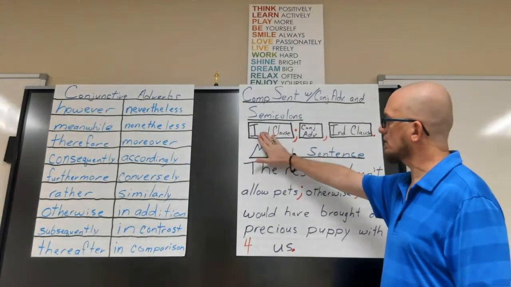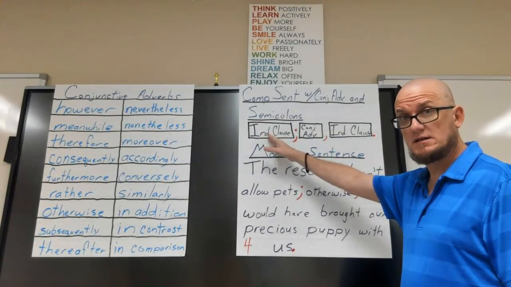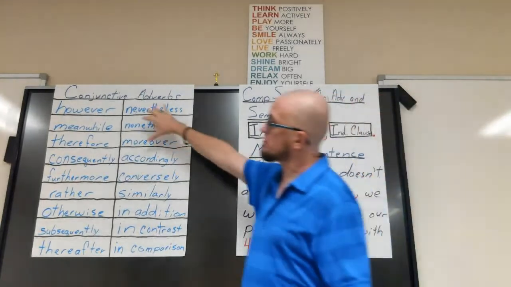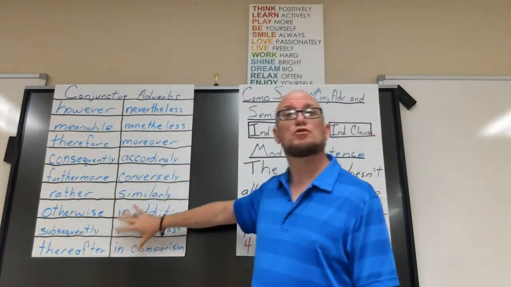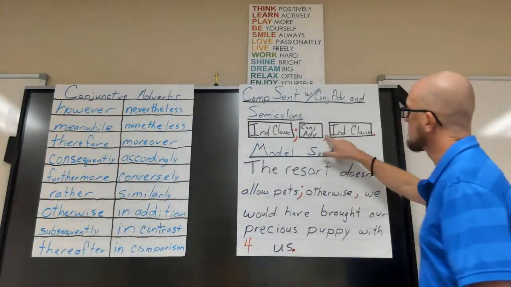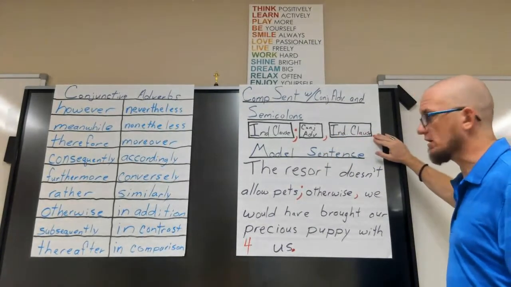So you have your independent clause. The independent clause, remember, could stand as a sentence by itself. Then you have the semicolon, then your conjunctive adverb, your connector word that shows relationship between the two independent clauses, a comma, and then your second independent clause.